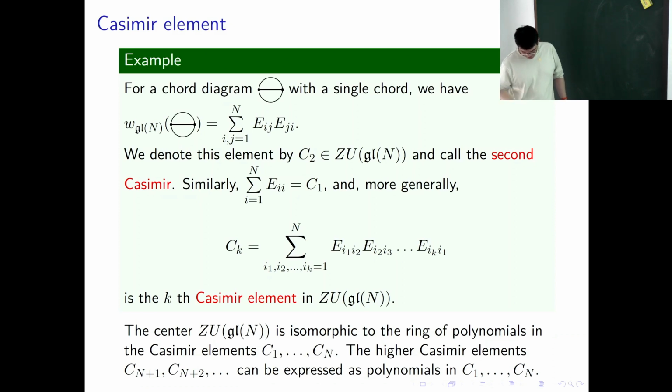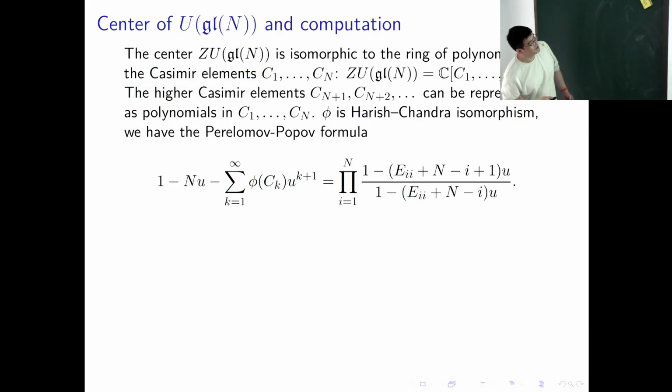And the center of the universal enveloping algebra of GLN is isomorphic to a ring of polynomials. Because you see this definition, you can define it for every k, but actually the center of the universal enveloping algebra of GLN is only a polynomial ring of n elements, and the higher Casimir elements could be expressed as polynomials in C1 to Cn by this Perelomov formula. So this is the structure of the center of the universal enveloping algebra of GLN.